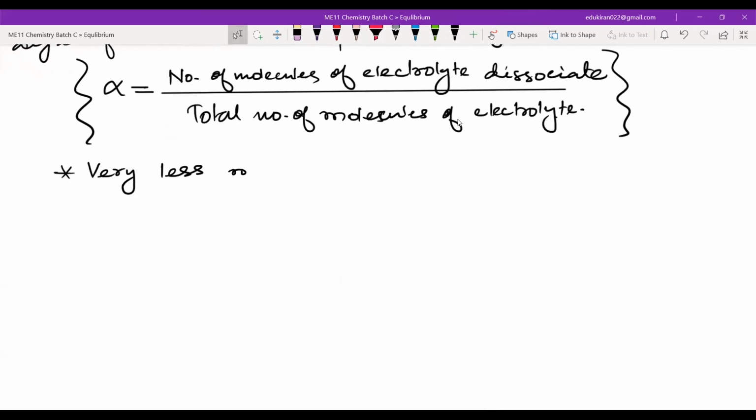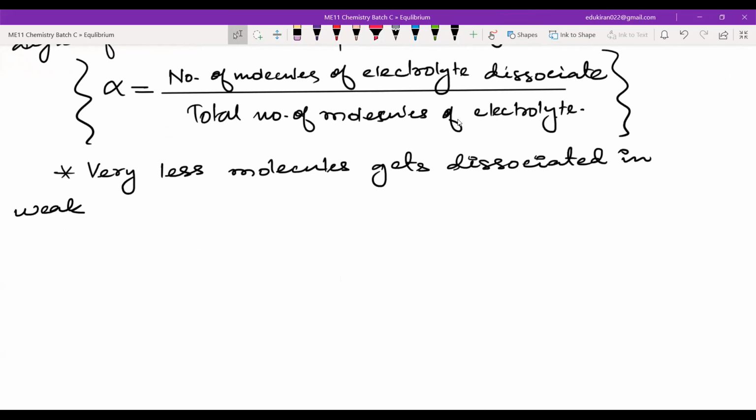Very less molecules get dissociated in weak acids. In weak acids, what happens? Very less molecules get dissociated because it is a weak acid, and hence the alpha, it is what? Alpha is very, very small, very, very smaller than 1.